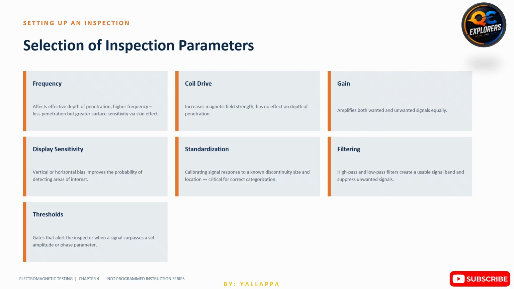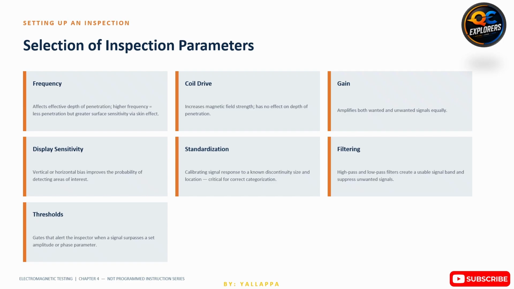Next is gain. Gain simply amplifies the electrical signal displayed by the instrument. It is important to understand that gain increases both useful signals and background noise equally. Excessive gain may make interpretation more difficult by amplifying unwanted electrical interference.